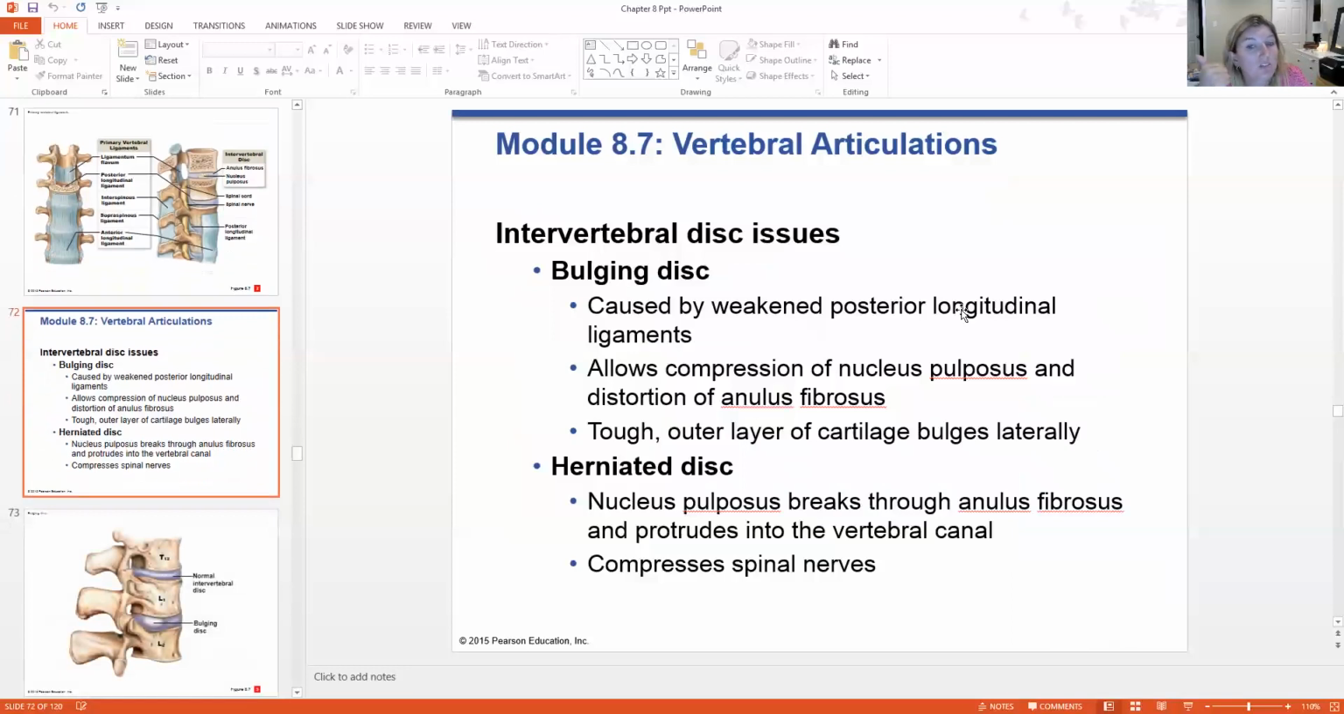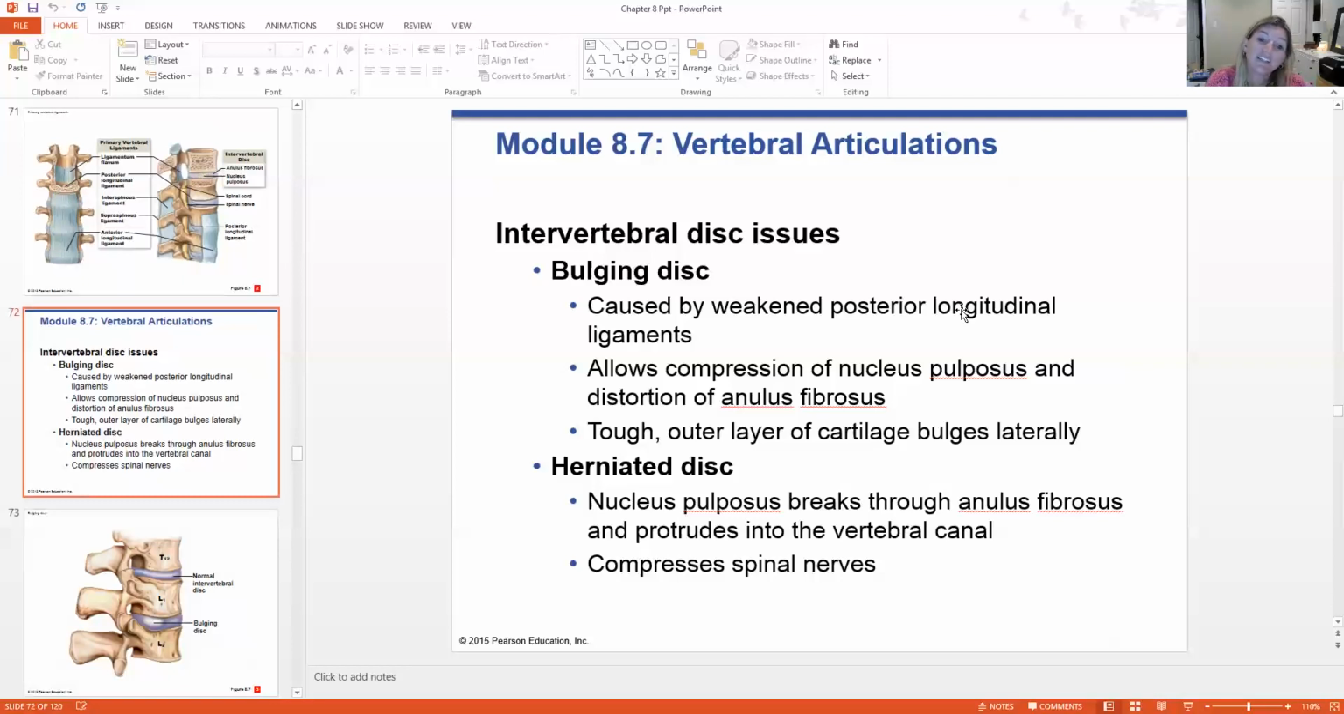Let's talk about some issues with intervertebral discs. You can have a bulging disc or herniated disc. A bulging disc would be from a weakened posterior longitudinal ligament, which is then going to allow for the compression of the nucleus pulposus, and then the annulus fibrosus gets distorted. And so that tough outer layer starts to bulge.